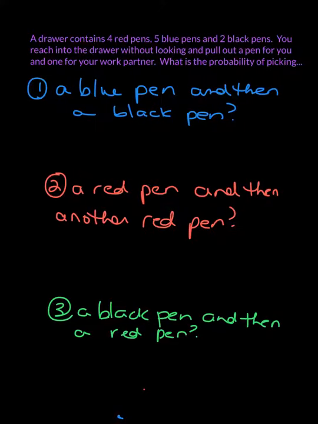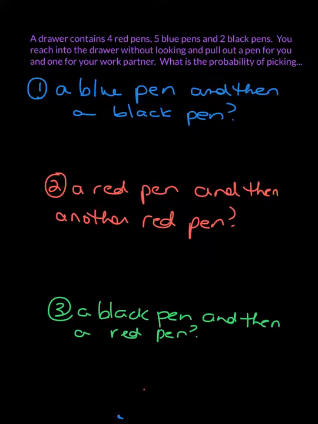A drawer contains 4 red pens, 5 blue pens, and 2 black pens. You reach into the drawer without looking and pull out a pen for you and one for your work partner. What is the probability of picking? Now, number one, we're going to look to see what the probability is of picking a blue pen and then a black pen. Well, we have to figure out how many pens total there are.